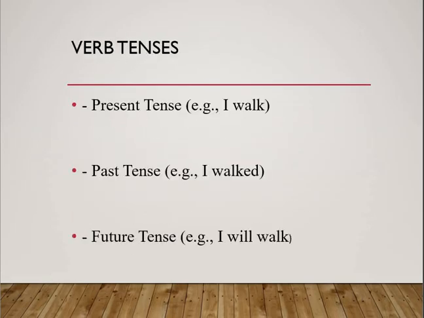Then we have what we call the verb tenses. I'm not going to explain those tenses, because it's not part of our lecture. I'm just focusing on the verb aspect. So the present tense, I walk. Past tense, I walked. The future tense, I will walk. I think you're following.